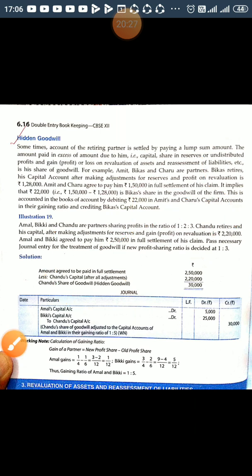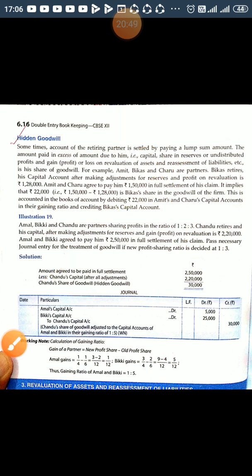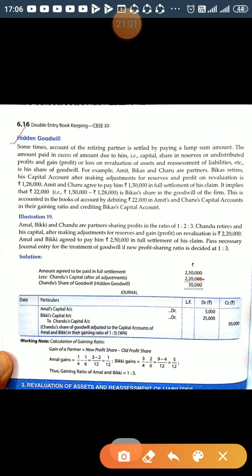The same way we will calculate for Vicky. Vicky's new share is 3 by 4. Old share was 2 by 6. So again the LCM will be 12, and the gain share is 5 by 12. So gaining ratio is 1:5. So journal entry will be Amal's capital account debited, Vicky's capital account debited, to Chandu's capital account. Chandu's capital account will be credited with the amount of goodwill we have calculated, 30,000. And this 30,000 will be debited in the ratio of 1:5.